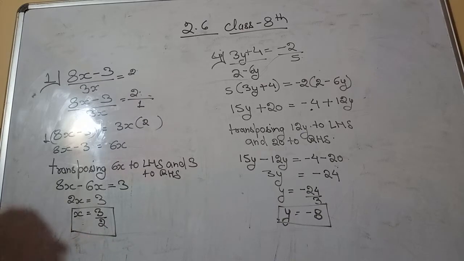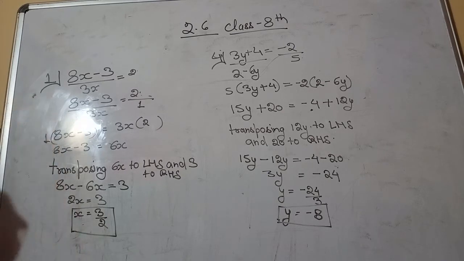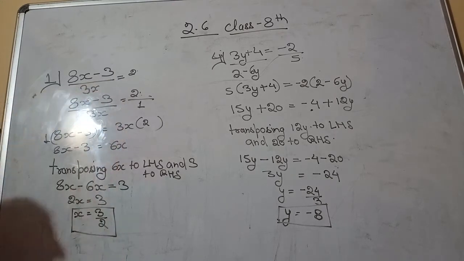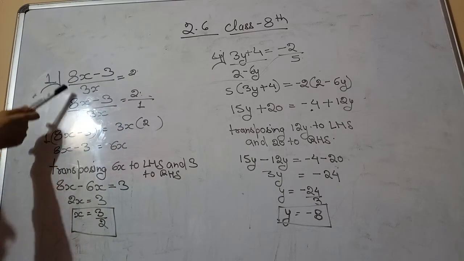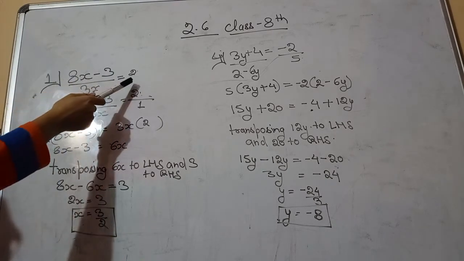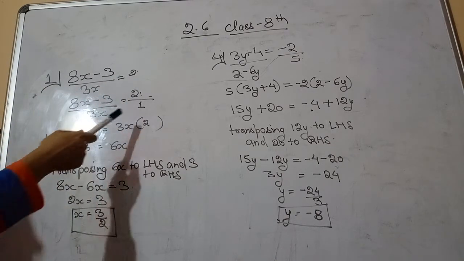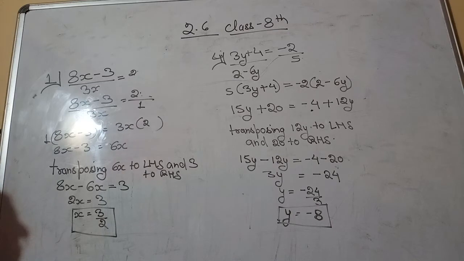Okay, so see, there is no word problem in the first up to the fourth question. In the first question, we have (8x minus 3) upon 3x is equal to 2. The term is in fractional form, but here 2 is all alone. We know that if the denominator is not given, we can place 1 in the denominator. So the first thing, if the denominator is missing, we have to place 1 in the denominator.